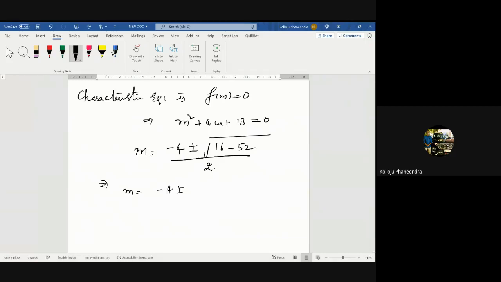Yes? 6i. How much? 36 are 6i. So 6i by 2. That is equal to minus 2 plus or minus 3i. What are the roots? Negative 2 plus or minus 3i.